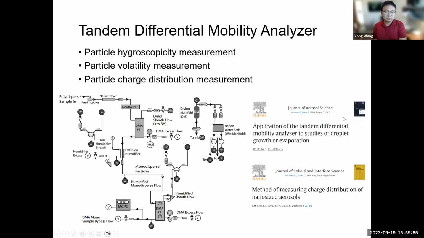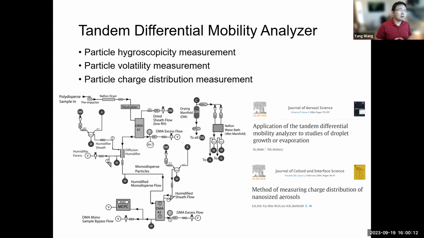Here I'm just showing you some papers. This one is a very important one, talking about how to use a TDMA to study particle growth or evaporation. So similarly, the volatility. Hygroscopicity is how much it takes up water vapor.